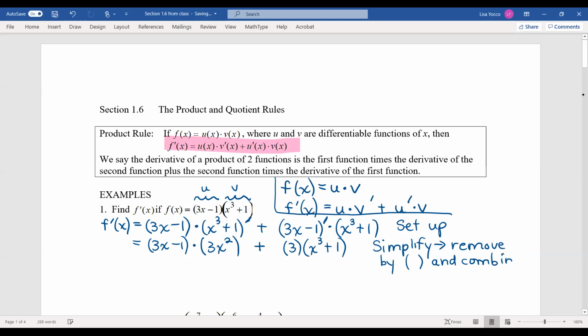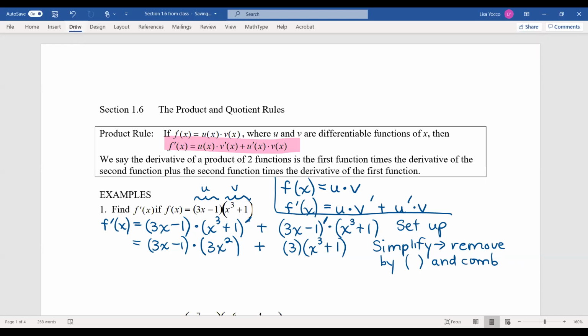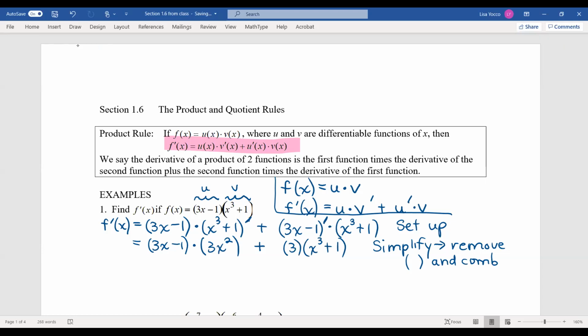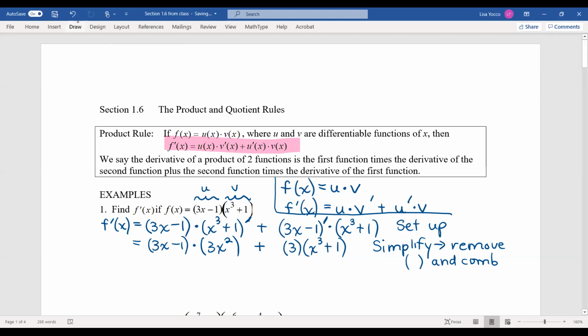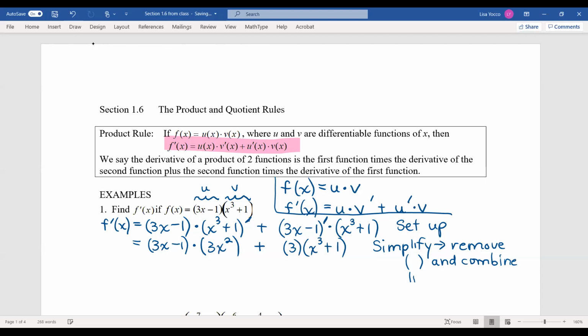Let's see, I'm gonna make my grammar consistent here. Remove. Ooh, that shouldn't be there. Remove the parentheses and combine like terms.